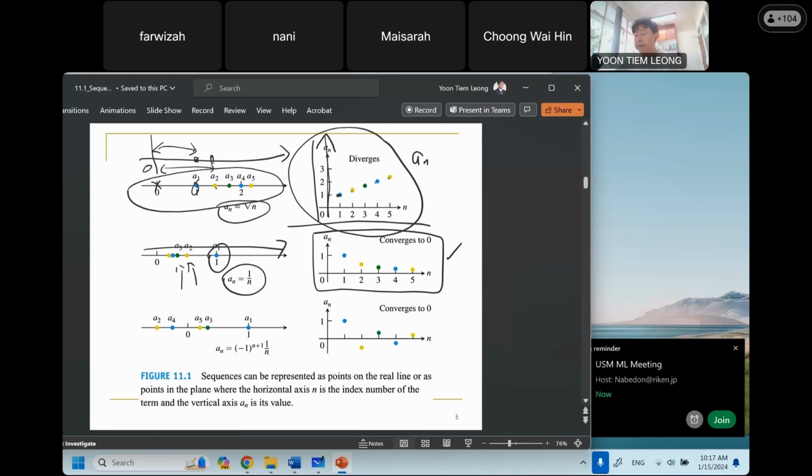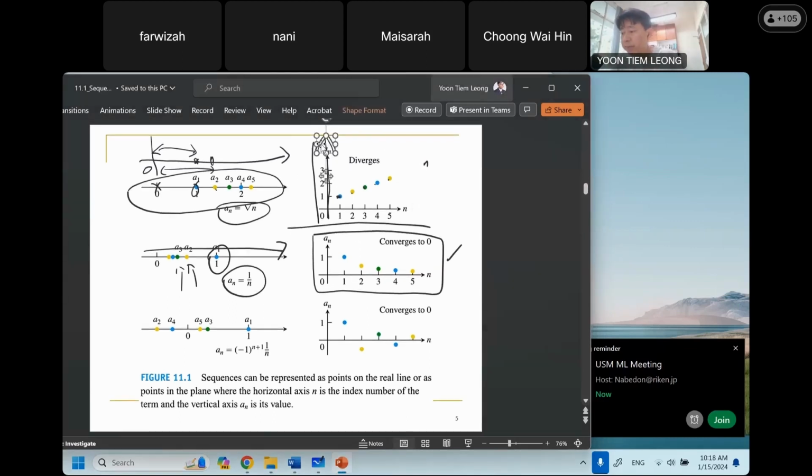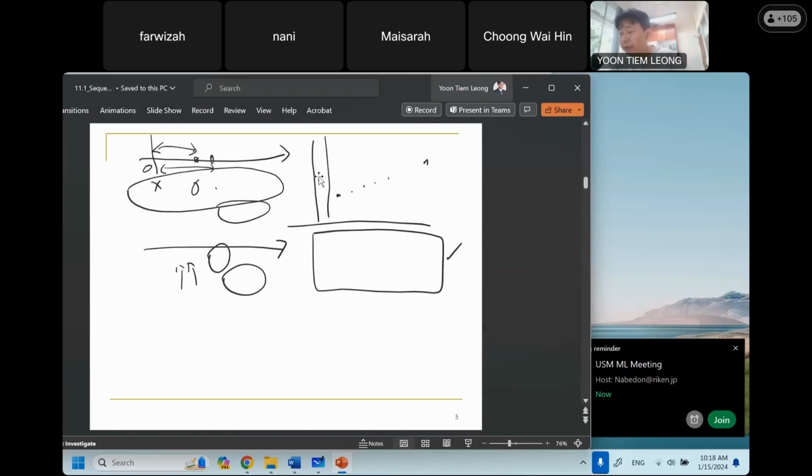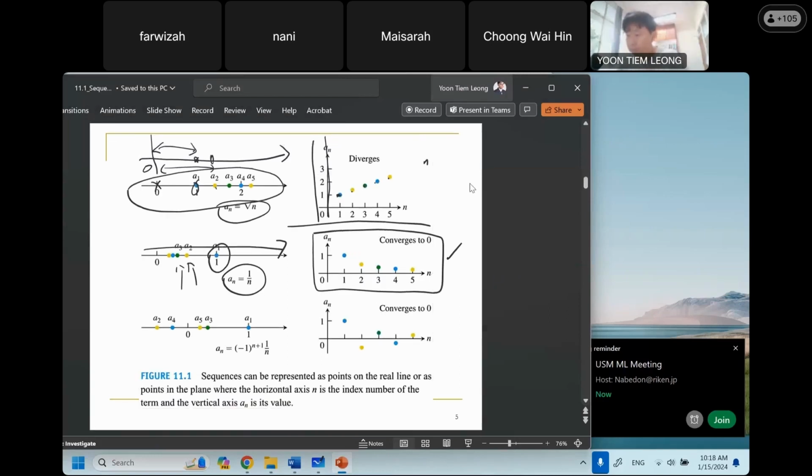The idea of representing the sequence in this graphical manner is to visualize how the terms in the sequence behave. For example, if you look at the first example here, where an is the square root of n, you find that the larger the n, the larger an is. Right? So when n increases, the value of an increases. So in this sense, you can loosely relate a sequence to a function.